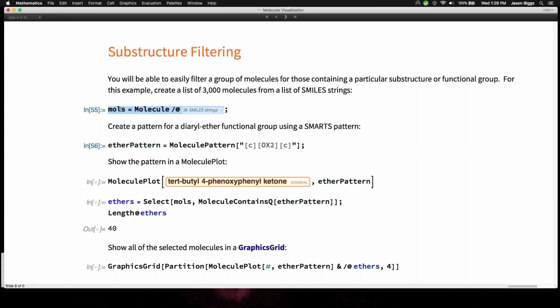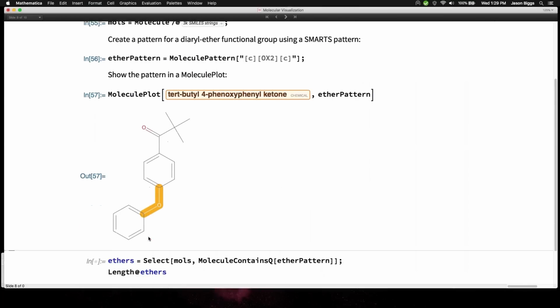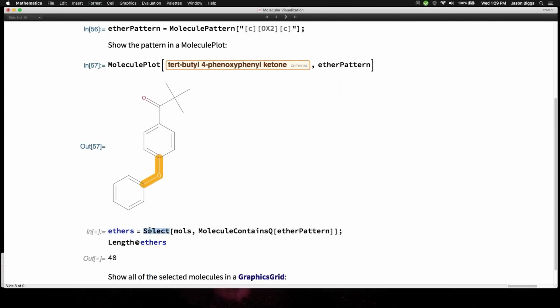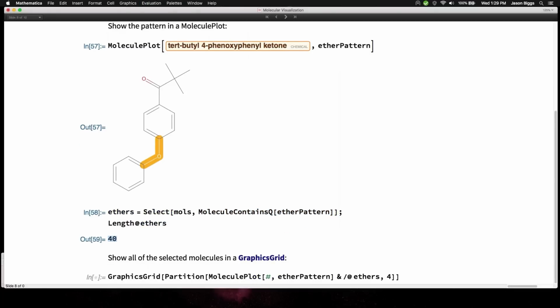So we've got moles, you'll see, is a list of 3,000 molecules. Let's see, so this is what the ether pattern represents. And now you take that list of molecules, put it into select, and say molecule contains Q ether pattern. And right away it comes back and says that there were 40 molecules in that with the ether.